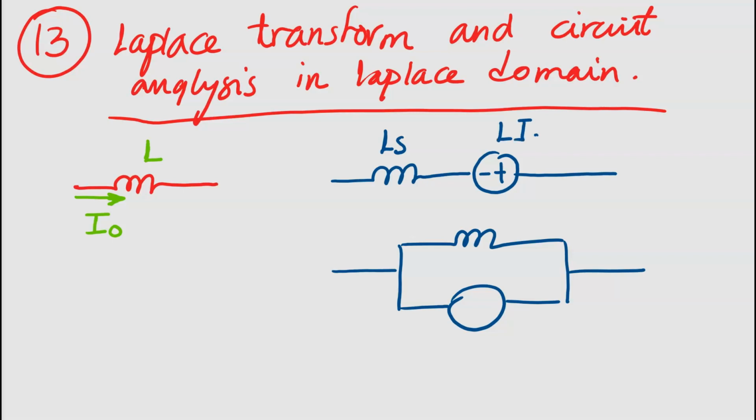I showed you the proof that that's equal to L I naught. And if I'm using the equivalent parallel circuit, then I have to go with LS here, and then here I have to model the current. So it's going to be a current source with a current direction in the same direction as my initial current, and the value of the current source is going to be I naught over S. So this is the equivalent circuit for an inductor.